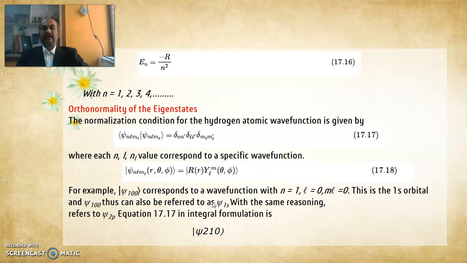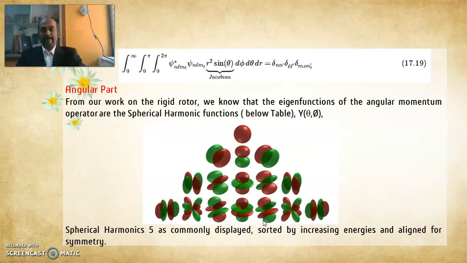For example, psi_100 corresponds to a wave function with n equal to 1, l equal to 0 and m_l equal to 0. This is the 1s orbital, and psi_100 thus can be referred to as psi_1s. With the same reasoning, psi_2p refers to the 2p orbital. Equation 17, see equation 17. Equation 17 in integral formulation is as follows.